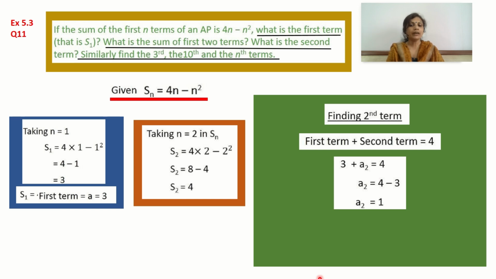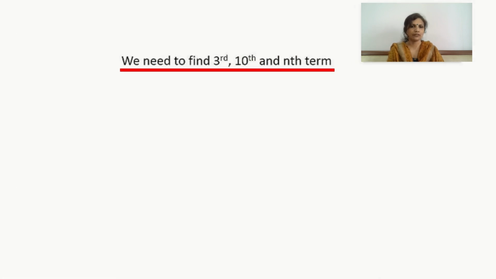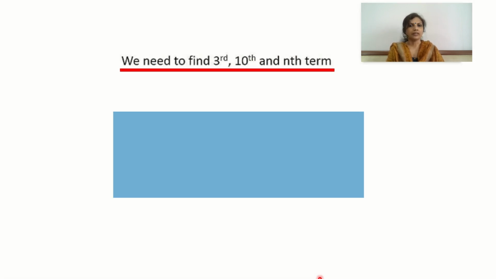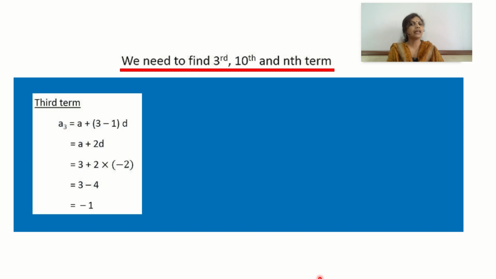Alright. Now common difference. Common difference is equal to second term minus first term, that is 1 minus 3, and you get the answer as minus 2. Now the last part of the sum: we have to find out the third term, 10th term and nth term. Let's do it. For the third term, write the formula. Third term is A3. A3 is equal to a plus n minus 1 into d. We have calculated d also. Substitute the values, you get the answer as minus 1.